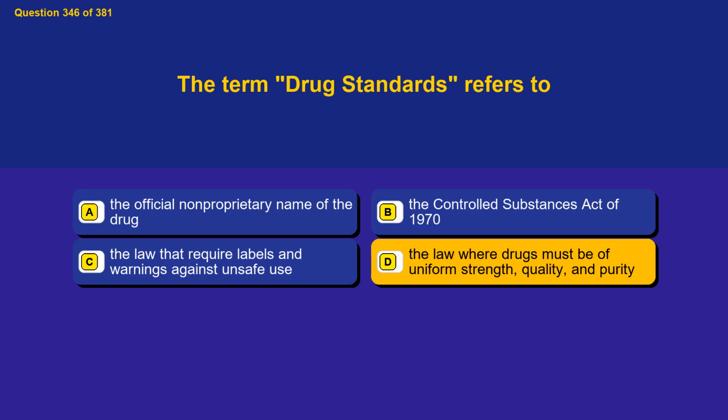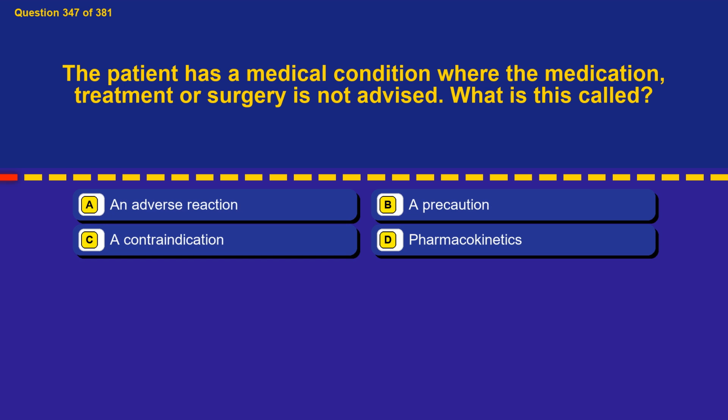The correct answer is option D. The law where drugs must be of uniform strength, quality, and purity. Question 347. The patient has a medical condition where the medication, treatment, or surgery is not advised. What is this called? Option A. An adverse reaction. Option B. A precaution. Option C. A contraindication. Option D. Pharmacokinetics.